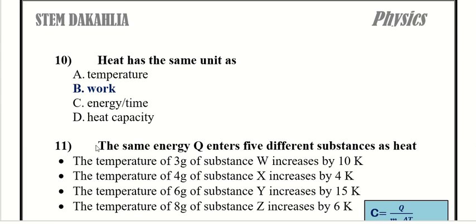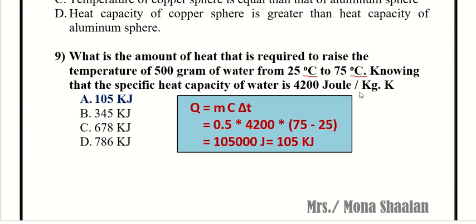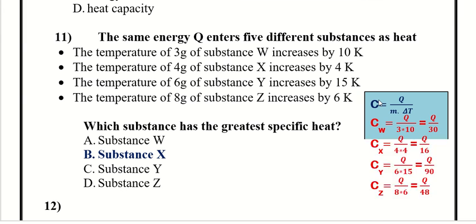Question number 10. Heat has the same unit as, of course, work. Both of them are measured in joules, but temperature is in degrees Kelvin and the heat capacity is in joule per kilogram degree Kelvin.